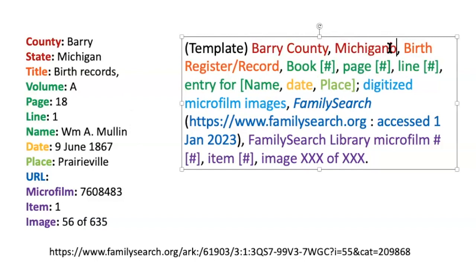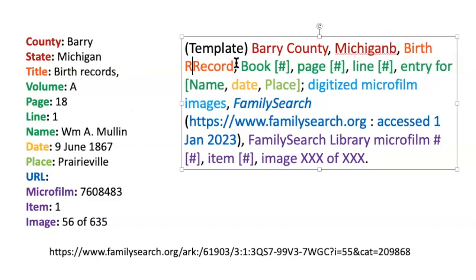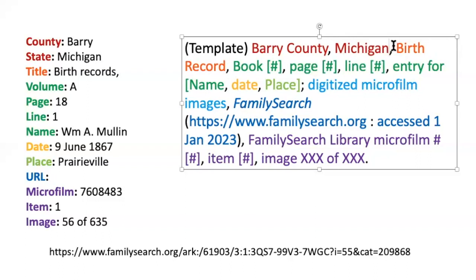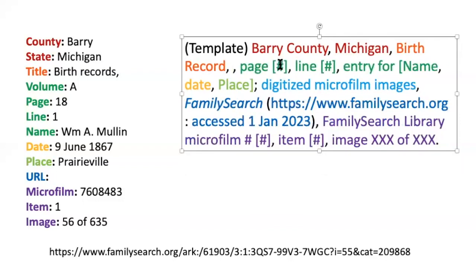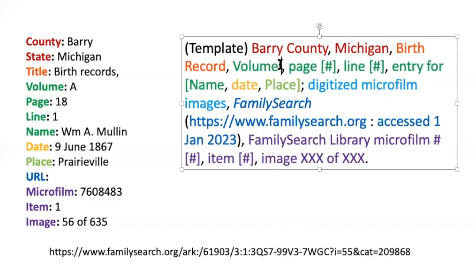The title of this was birth record, and so we're going to get rid of register, and you're also going to erase the forward slash. Oops, let's get rid of this. It was found in volume A. We can put book A, or we can go ahead and change it to volume if we want. Going to add in the page number. Well, you can highlight or backspace. So it's page 18, line 1.